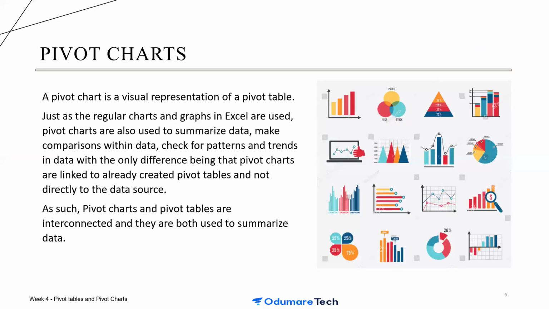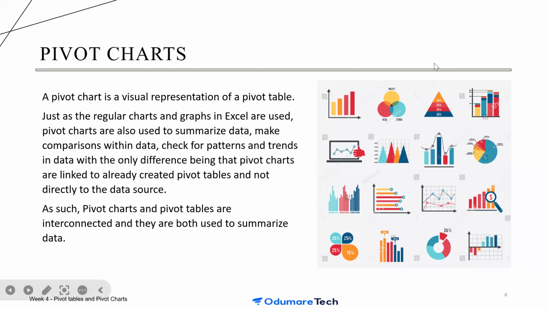What is a pivot chart? A pivot chart is simply the visual version of the pivot table, just like we did yesterday when we were looking at charts and graphs. So a pivot chart is a visual representation of a pivot table. It's as simple as that. Just as regular charts and graphs in Excel are used, pivot charts are also used to summarize data, make comparisons within data, and check for patterns and trends in data, with the only difference being that pivot charts are linked to already created pivot tables and not directly to the data source. As such, pivot charts and pivot tables are interconnected and they are both used to summarize data.